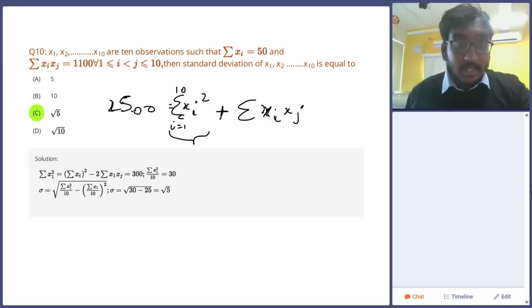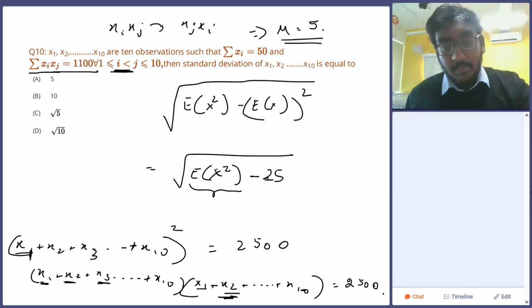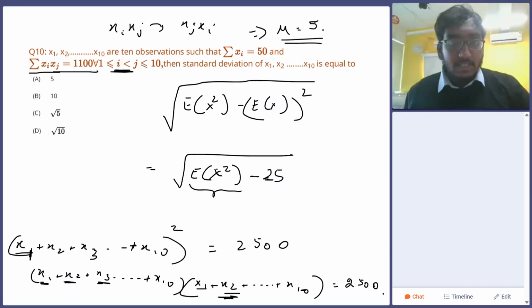Because the condition is given that j greater than i. What if j is less than i? There is also a possibility, because in this product term, when these 10 terms are multiplied with the same 10 terms, that is being squared, we'll have 100 terms, right? In that, x1 x2 is also a term, and x2 x1 will also be another term, right? So it's not necessarily that always j will be greater than i.